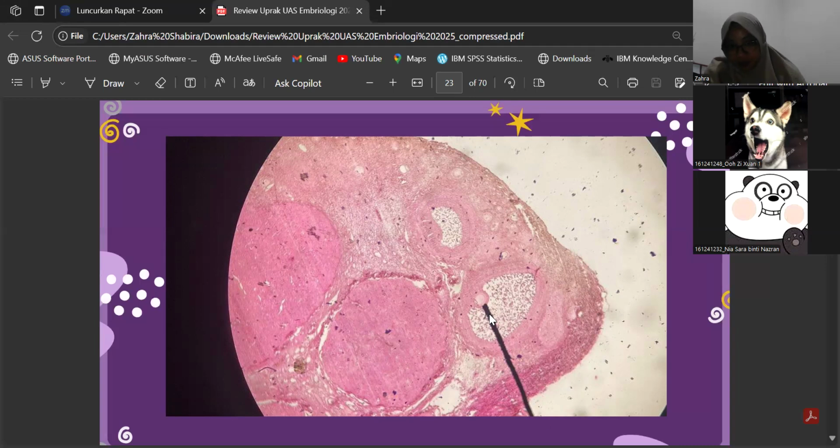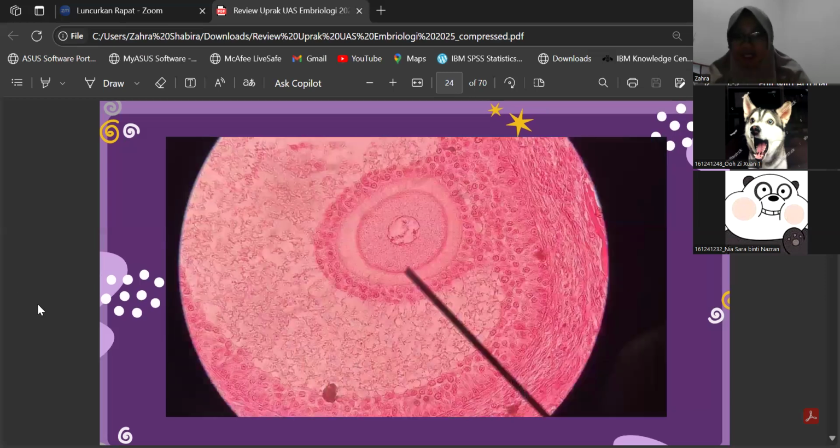The graafian follicle. No, not the follicle. Yeah, but what cell? The cell pointed by that arrow? What slips on your mind? Secondary oocyte. Yes, secondary oocyte. Or it could be a secondary oocyte with corona radiata. But if your first thought is secondary oocyte, it's okay, just answer it. It's okay, it's random.